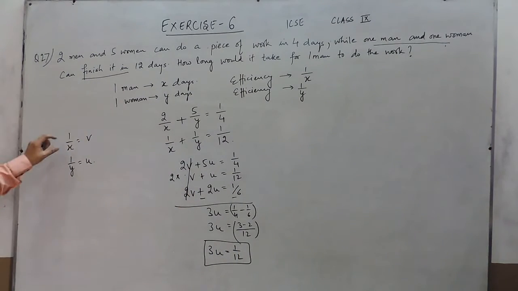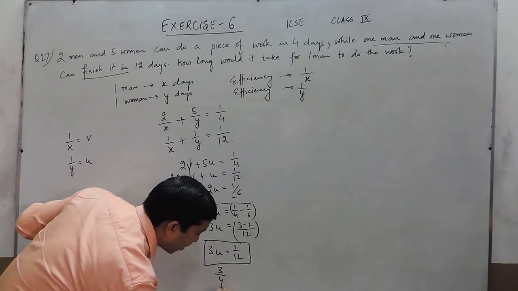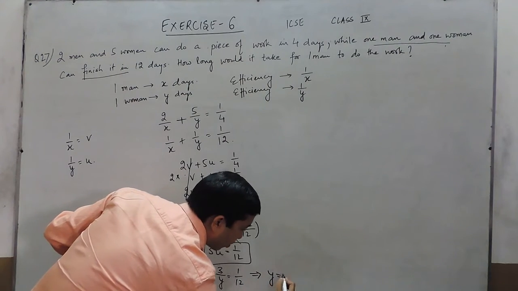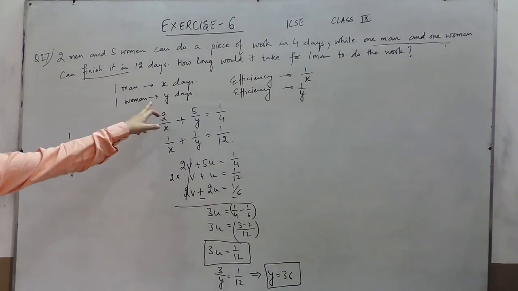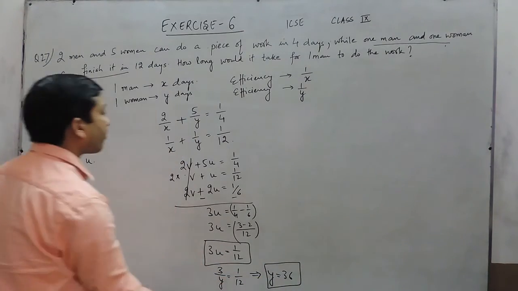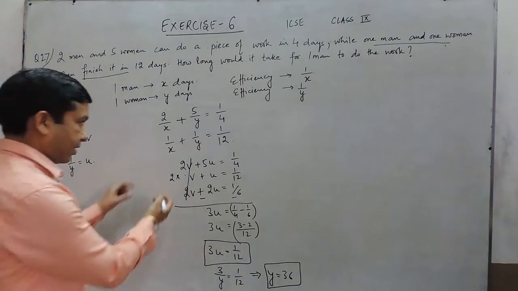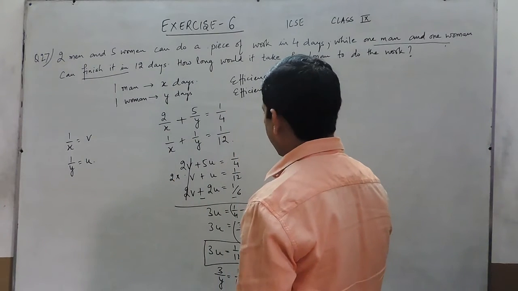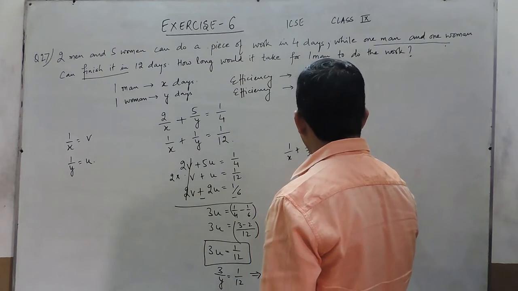Now, as we know the value of U is nothing but 1 upon Y, we can put it here, so it becomes 3 upon Y is equal to 1 upon 12. After calculating, Y comes out to be 36. That means the women can complete the work in 36 days. If we put the value of Y either in the first equation or in the second equation, we will get the value of X. Like if we put the value of Y in the second equation, it is 1 upon X plus 1 upon 36 is equal to 1 upon 12.